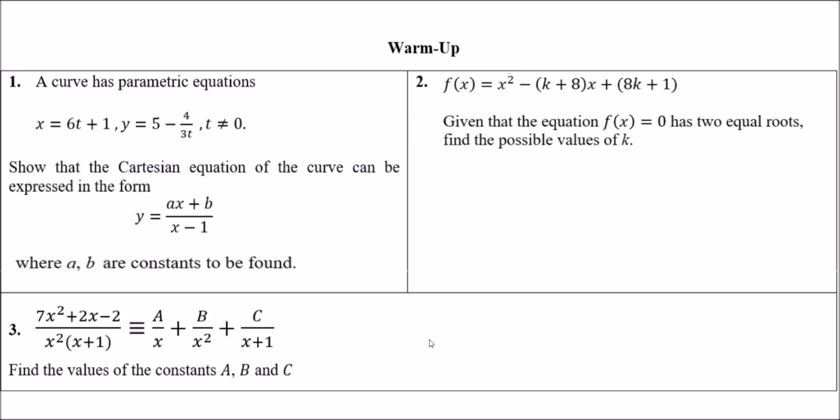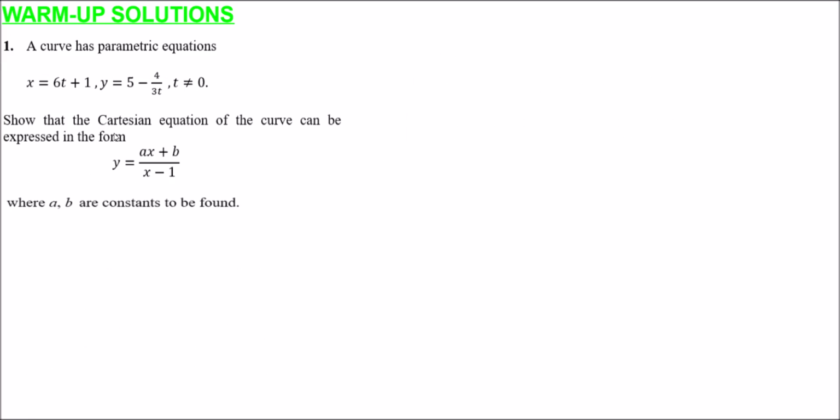Okay, so assuming that you've done that and have paused the video and are ready to see the solutions, let's now see the solutions. So warm-up question 1, how do we do that one? We're told here, a curve has parametric equations x equals 6t plus 1, and also y equals 5 minus 4 over 3t, where t isn't allowed to be 0. We need to show that the Cartesian equation of the curve can be written like this, where a and b are constants to be found.